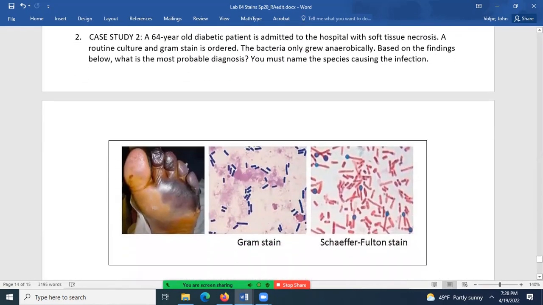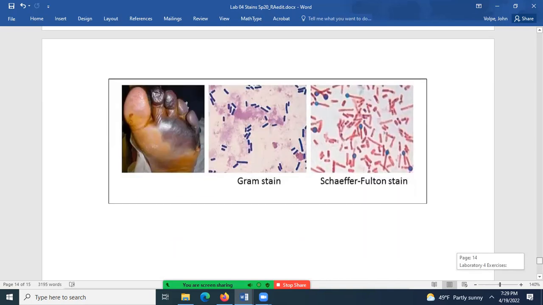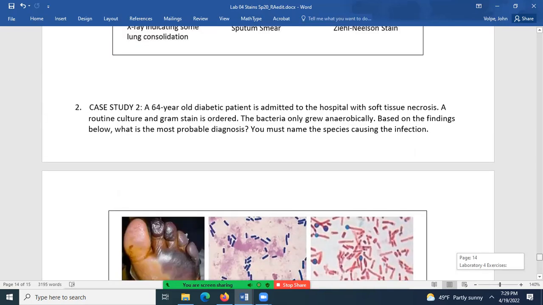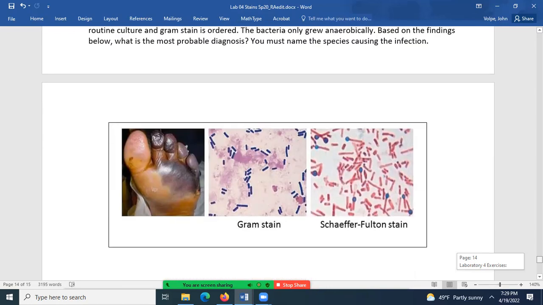In case study 2, we have another case where the information is here. Then give the most probable diagnosis. You can see the necrosis on the patient's foot, the Gram stain of the bacteria causing this infection, and then the Schaefer-Fulton stain, staining something. Then name the species causing this infection. You can get the species in the lab module.